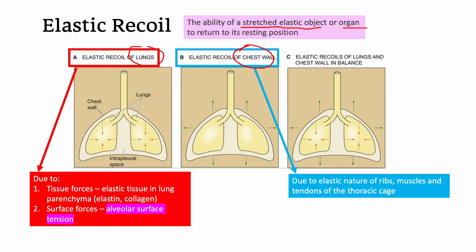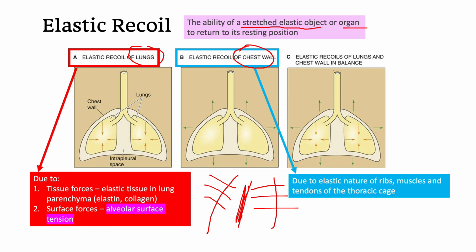What does it mean by elastic recoil of the chest wall? Let's say we cut open our thoracic cavity. What will happen to the ribs? The ribs would be jutting outwards. It will jut outwards, it will not move into place. Let's say we cut our sternum at the center. So the ribs would be jutting out.